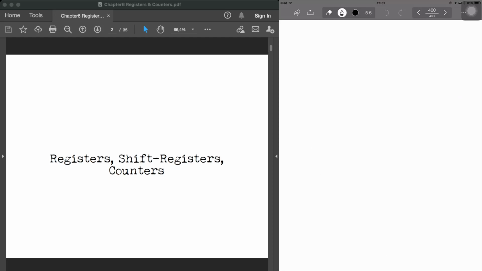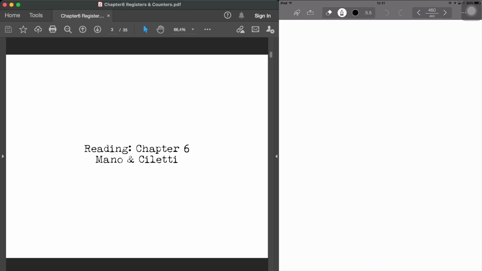Hello, everyone. In this lecture, I would like to talk about registers, shift registers, and counters, which is chapter 6 in our textbook. Now, in chapter 5, we have seen how we can store one bit of information in a flip-flop. So a D-type flip-flop was a typical example of a cell that we can write one bit of information into. And this is actually known as a memory cell, which stores one bit.